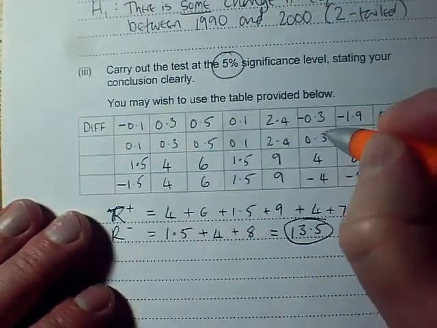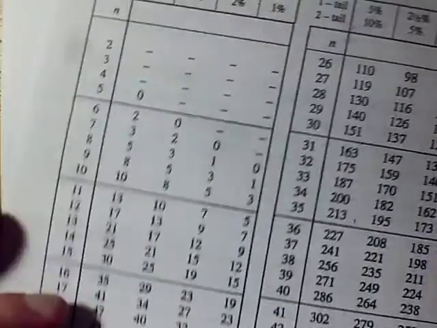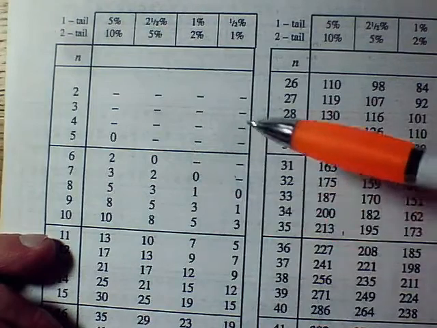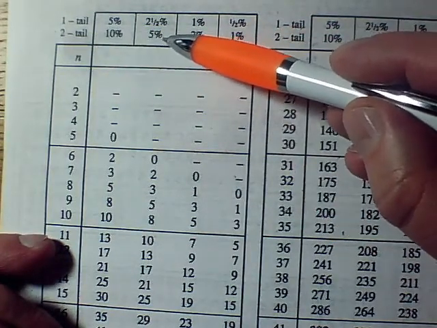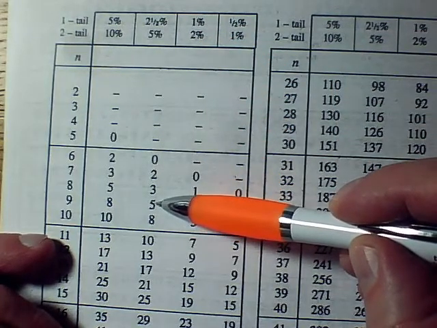And I've got a 5% significance level. Oh, and I'm doing a two-tailed test. So, using all of that information, my n is going to be 9, so I'm going to be on this row here. And I am doing a two-tailed test at the 5% significance level, so I need this column. So my critical value here is 5.